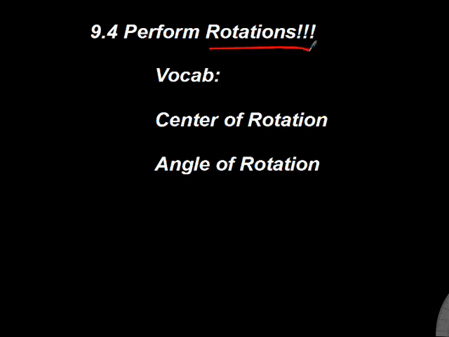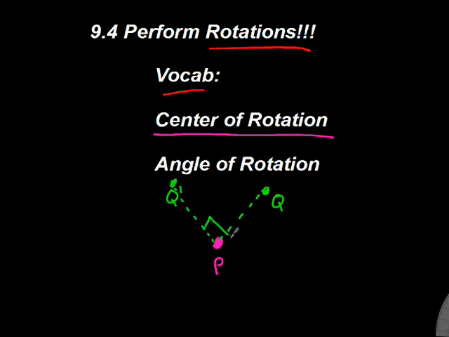This is the rotations. We got some vocab we need to work on here. We got to remember what the center of rotation is. Let's say if we have point P, we call that the center of rotation. And then we're going to have some other point Q, and we're going to rotate this point Q 90 degrees. I move him over here, he becomes Q prime, because this ends up being 90 degrees.